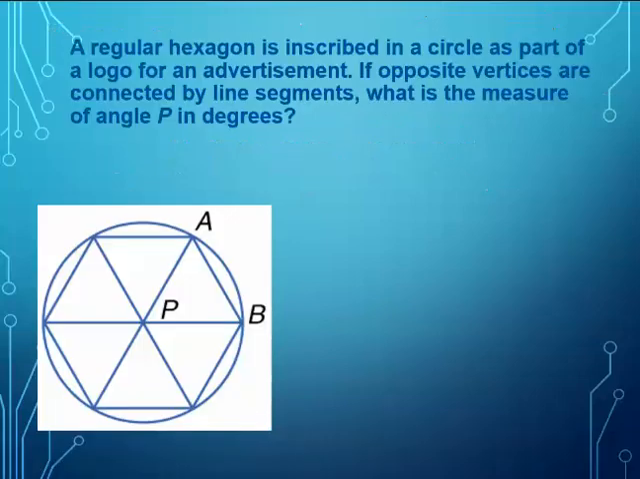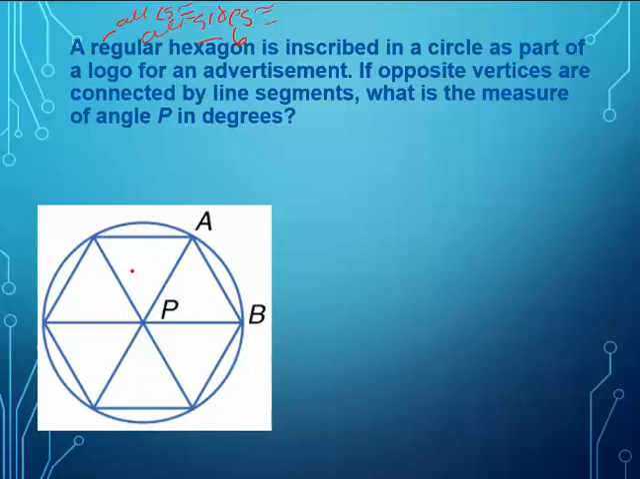So here's an example of a regular hexagon. Okay, you gotta remember what all these words mean. Regular means all angles are congruent and all sides are congruent. Can't forget that. Hexagon. How many sides is a hexagon? 6. Can't forget this stuff. Is inscribed in a circle as part of a logo for an advertisement.